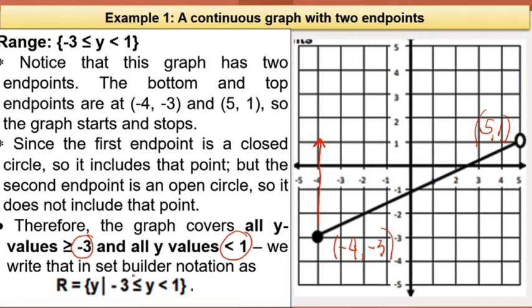Pag sinulat mo siya, or pag binasa mo to, range is equal to y such that y is greater than negative 3 but less than 1. So, ibig sabihin, mas malaki dapat ang mula sa negative 3, yung range natin, negative 3 kasama yung negative 3, papataas hanggang dun lang sa 1. Pero hindi kasali yung 1.